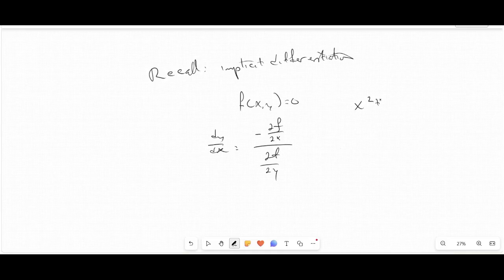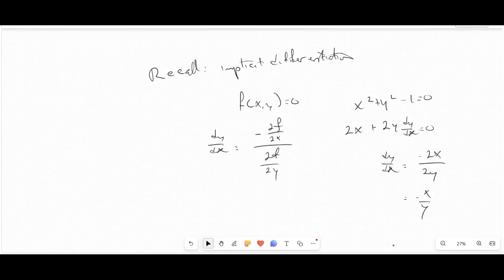If x squared plus y squared minus 1 equals 0, this implicitly defines y as a function of x, at least in some places, and you would have been told to differentiate across. So you would get 2x plus 2y dy dx equals 0. And then if you solve for dy dx, you end up with negative 2x over 2y, which is just negative x over y.